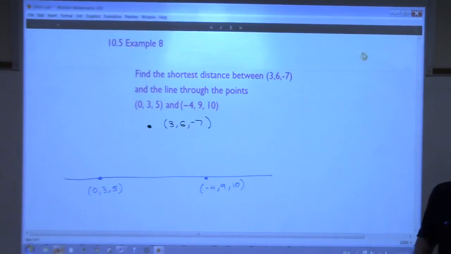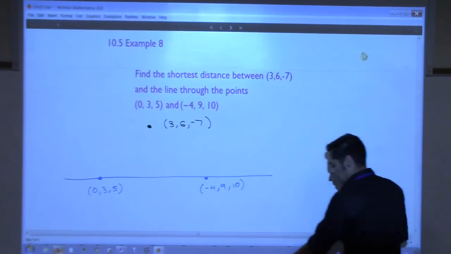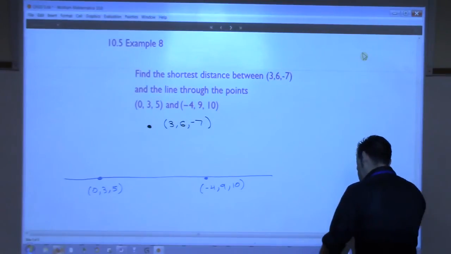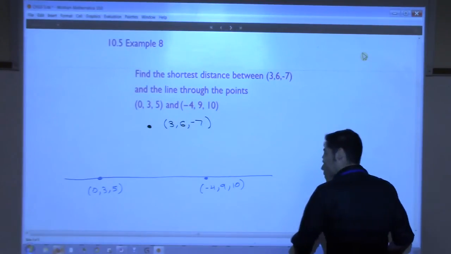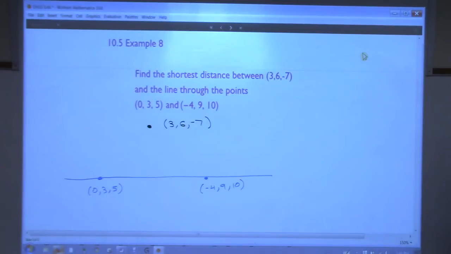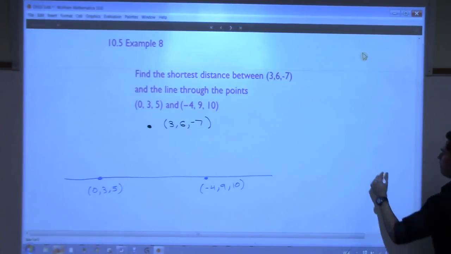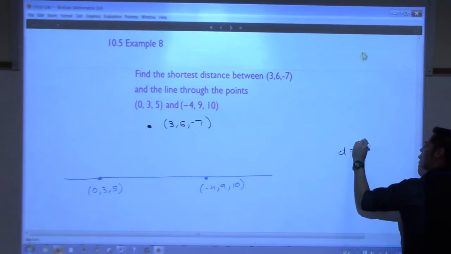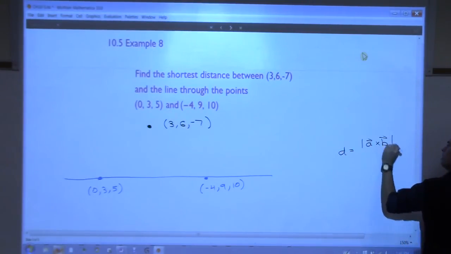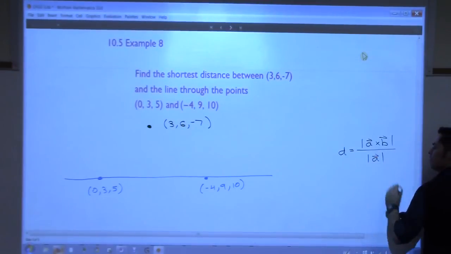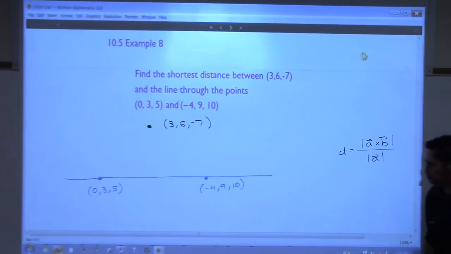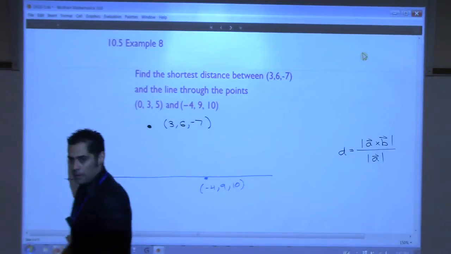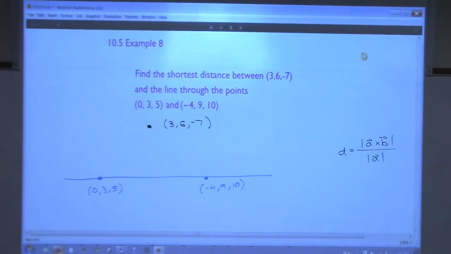right? Trying to find the shortest distance between that line and that point. According to the formula, the distance will be equal to A cross B magnitude over magnitude of A, right? That's the big formula from this. What's A? What's the vector A? How would we get it? Where is it? Show me, point me to.